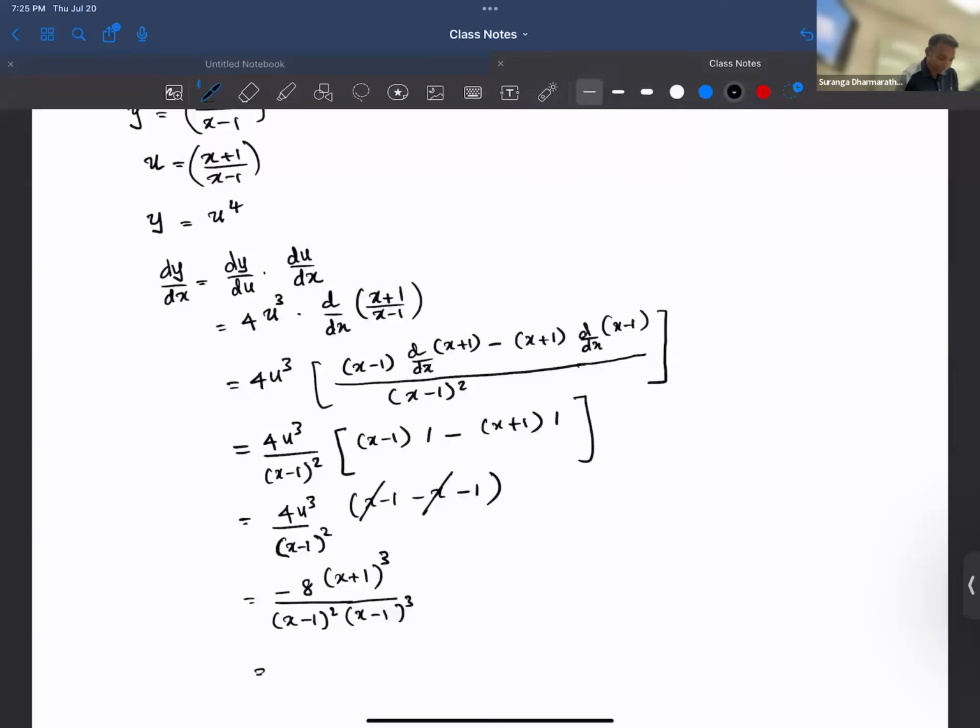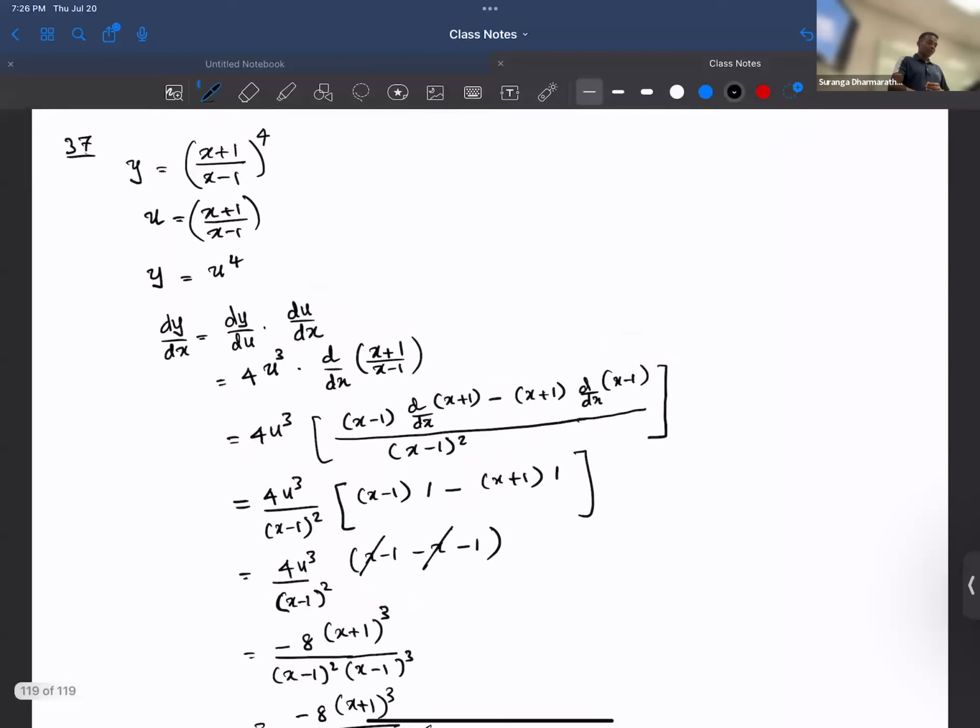So what do you have? In the denominator, you have x minus 1 to the 5th power, and 8 times x plus 1 cubed. So that's our answer. Right? That's how we do this. Is there any problem? Is there any question? Anything that you don't understand?